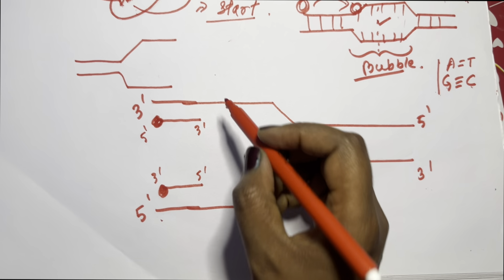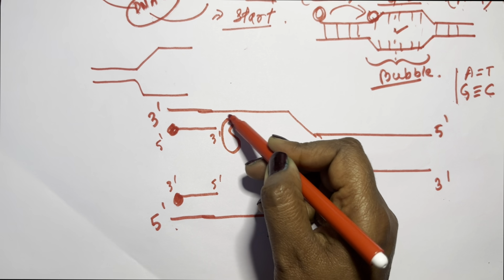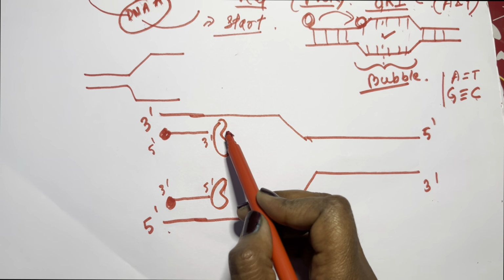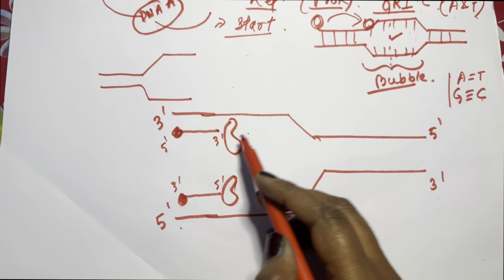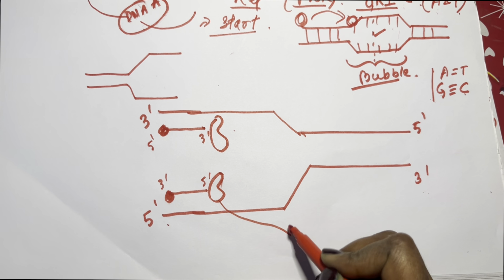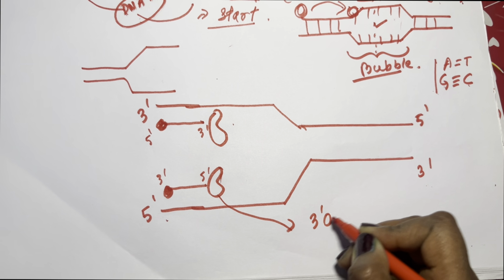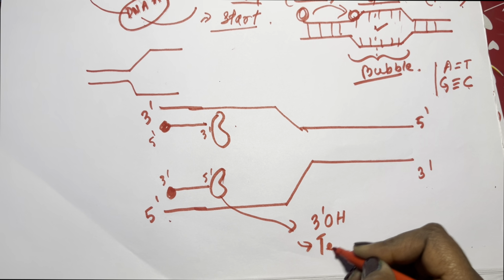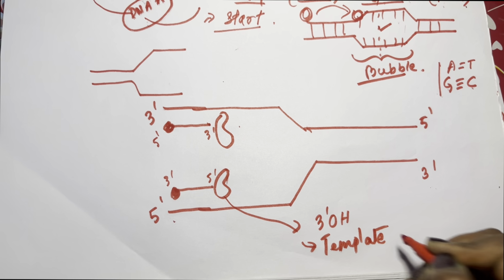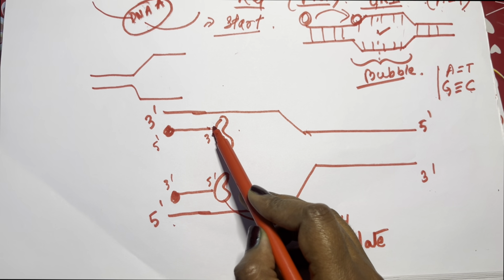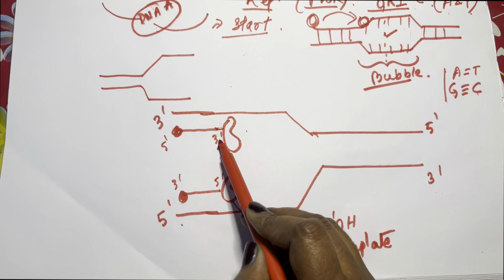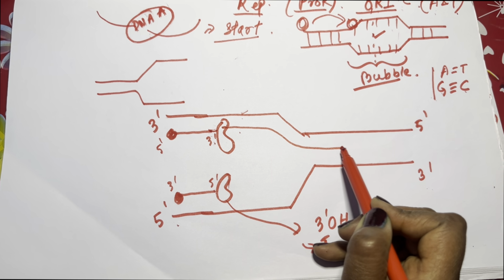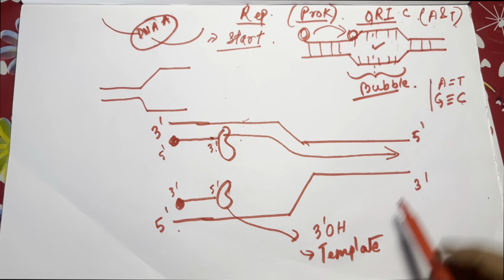After the primase enzyme, who will come? Our DNA polymerase enzyme will come here also, DNA polymerase here also. But DNA polymerase can only work here, because we know the DNA polymerase enzyme needs special things. It needs a 3' OH end, and also it needs one template. So here DNA polymerase will get a 3' OH end, and also it is getting a template. So the DNA polymerase enzyme will beautifully continue the strand till the end.